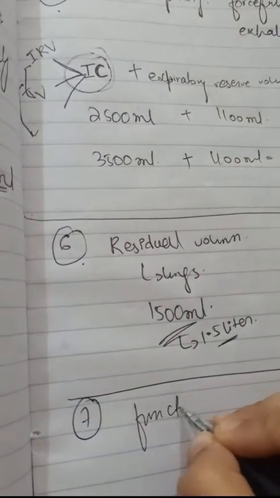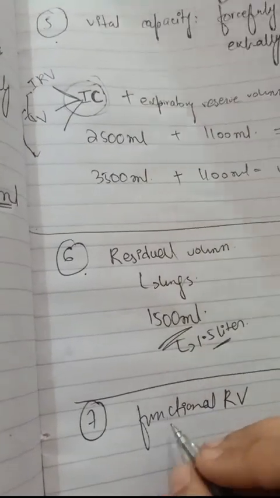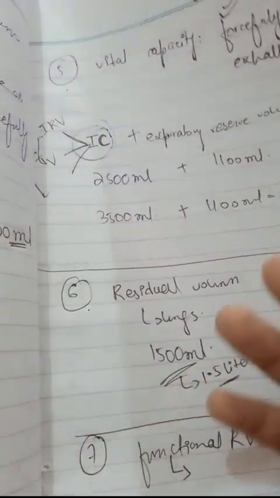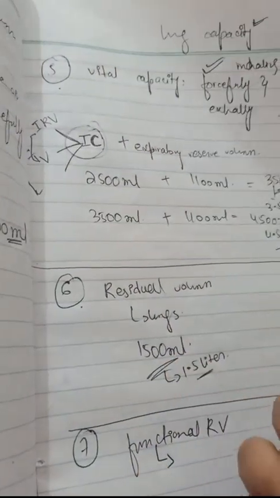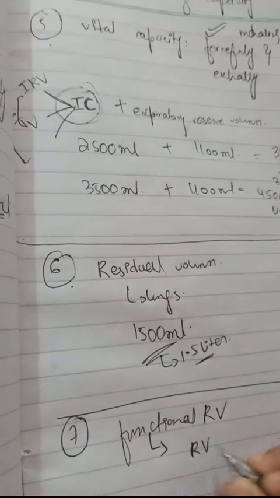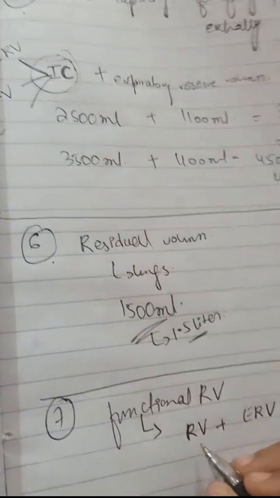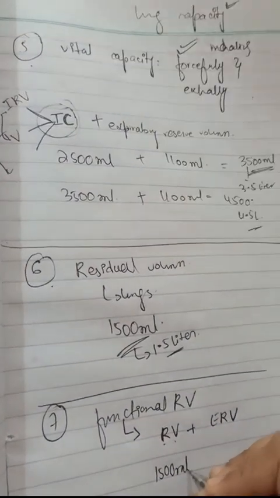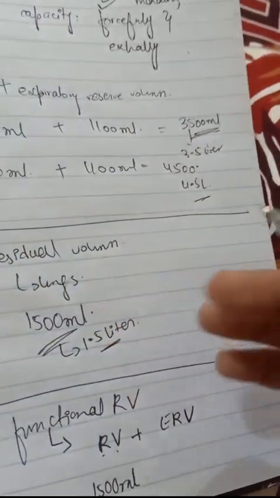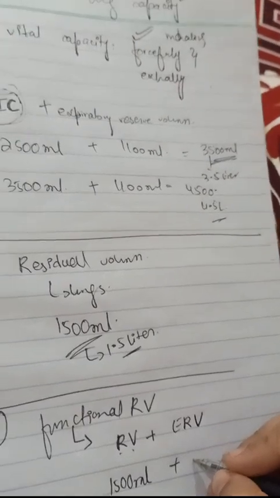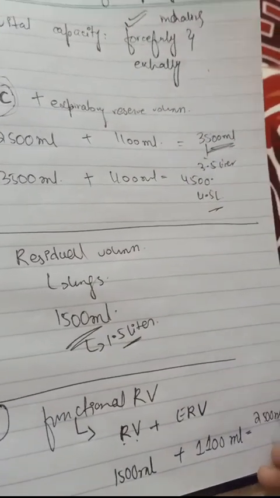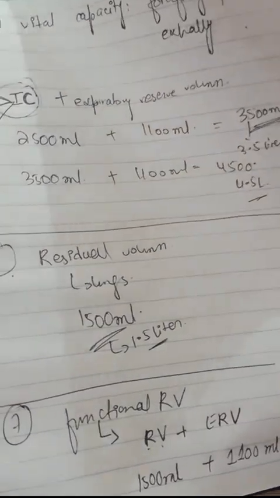The seventh term is the functional residual volume, which means the extra volume remaining in the respiratory tract or lungs. It is the residual volume plus the expiratory reserve volume. The residual volume was 1500 ml, and the expiratory reserve volume, where you inhale and forcefully exhale, was 1100 ml. We take 1500 ml as an average, so that is 2.5 liter.